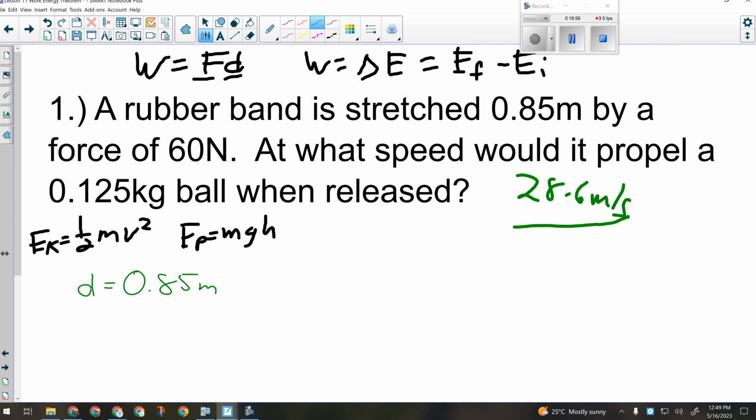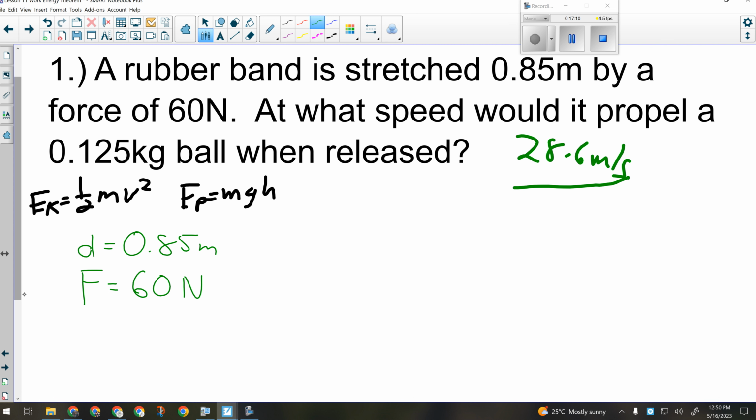They gave me D. And it says by a force of 60 newtons. So force is F. At what speed would it propel a 0.125 kilogram ball? So speed is usually V, and that's probably VF if I'm thinking about the context of this question. And what is this number? Mass.